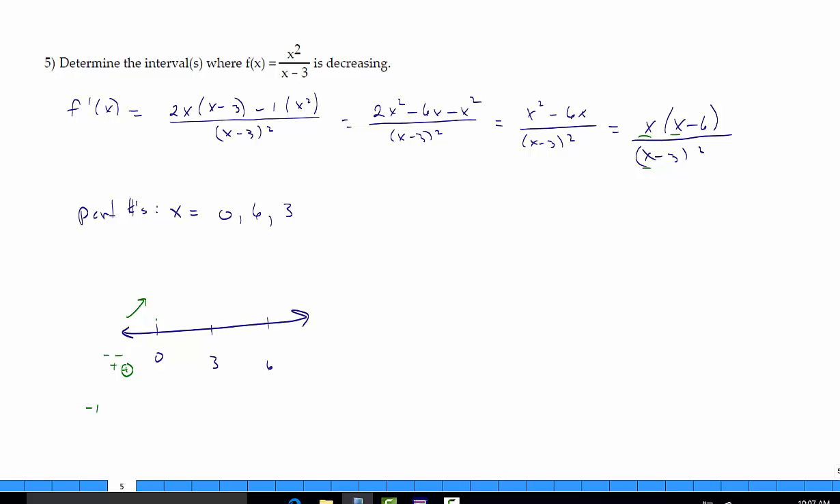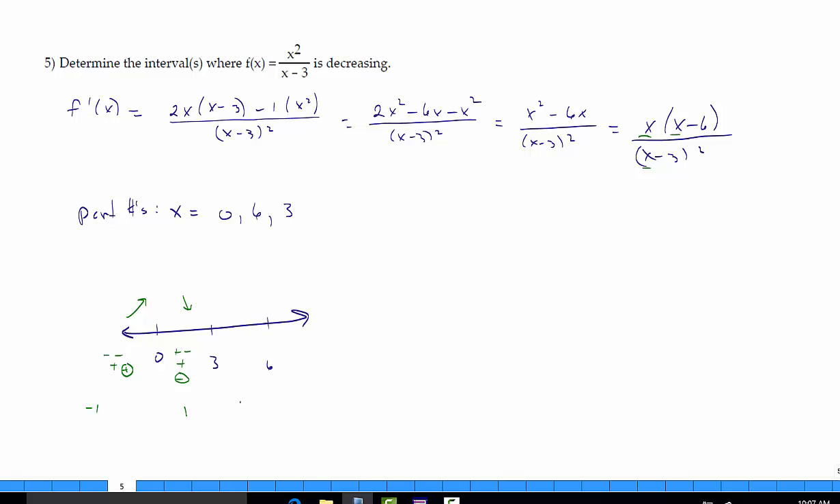Between 0 and 3, I'm going to go with +1. So plugging in for x, I get a positive 1. 1 minus 6 is a negative. And in the denominator, I plug it in there, then I square it, positive. So positive, negative, positive gives me a negative. And I am decreasing on this region.